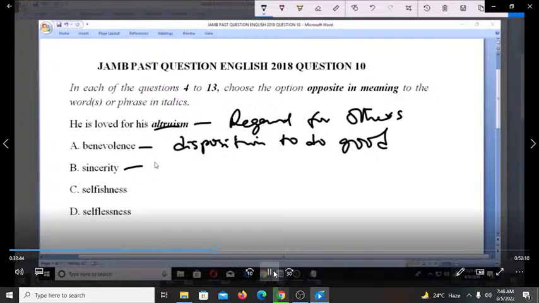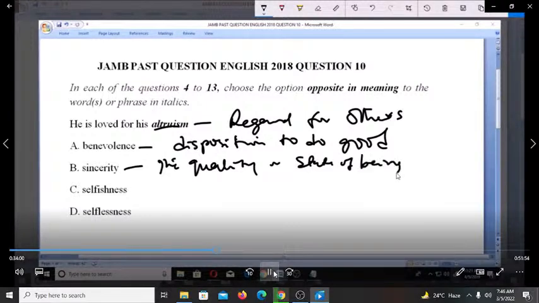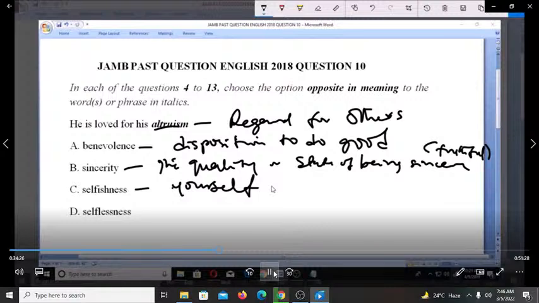Now we look at sincerity. Sincerity is the state or quality of being sincere. And being sincere simply means being truthful. When somebody says you're sincere, that means you're truthful. Now, selfishness. What is selfishness? That quality of being selfish, having no regard for others, or thinking about yourself alone. So with selfishness, one is more concerned with oneself. I think that's the direct opposite of altruism, which is regard for others.